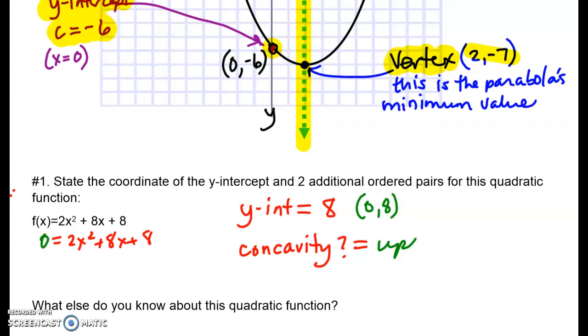Okay, let's continue with example 1 here. So we've already found the y-intercept on the concavity. What we were also asked to find is 2 additional ordered pairs for this quadratic function. An ordered pair, remember, is a coordinate x comma y. So 2 of these that work in this function.